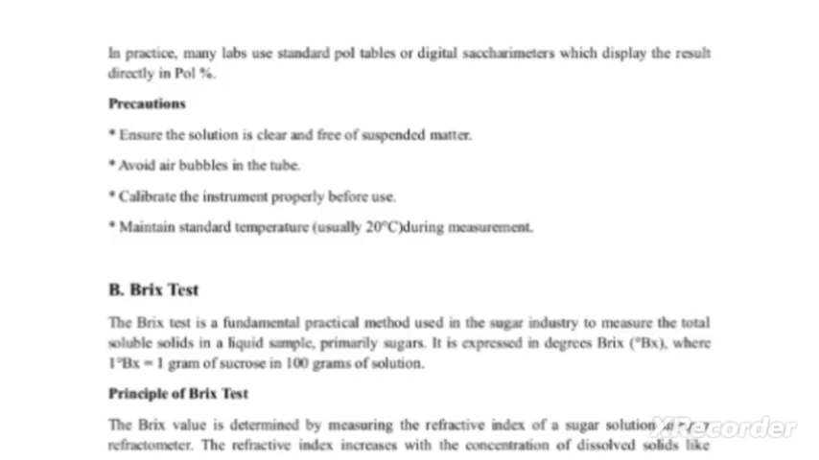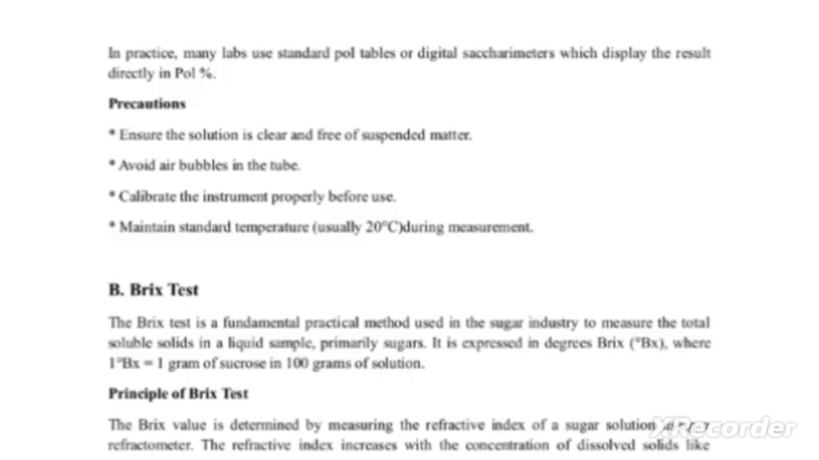The refractive index increases with the concentration of dissolved solids like sucrose. Apparatus and materials: refractometer, sugarcane juice or sugar solution, filter paper or muslin cloth for juice clarification, tissue or lint-free cloth, distilled water, dropper or pipette. Procedure. Sample collection. Take a fresh sugarcane juice sample from the mill or processing line. Filter the juice using a muslin cloth or filter paper to remove solid particles.